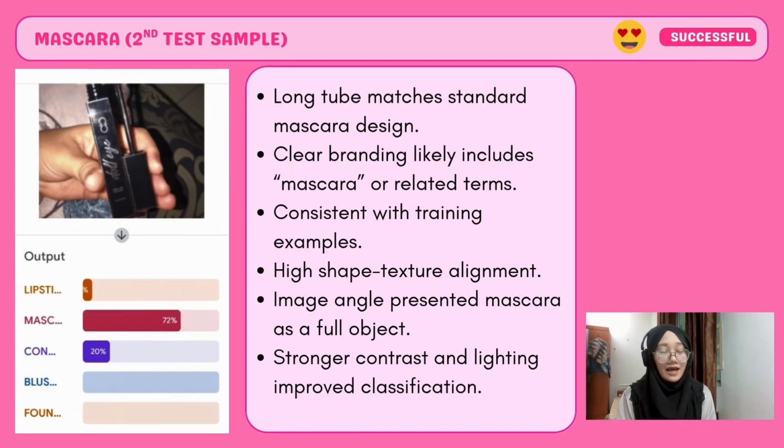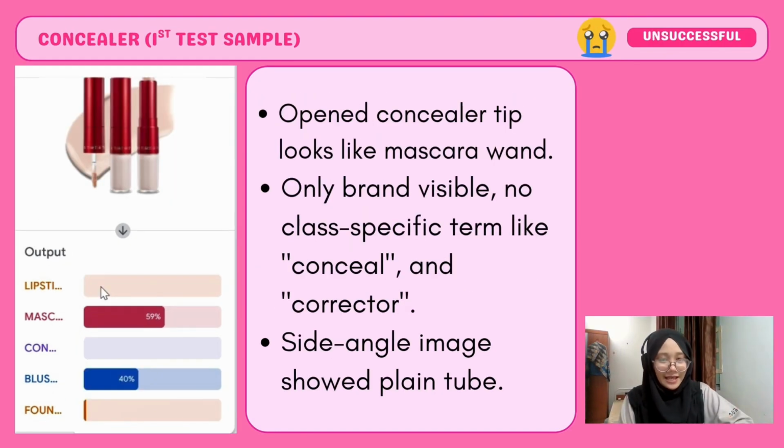The second mascara sample was classified correctly. The tube had a typical mascara design and likely included clear text like mascara, which helped the AI match it confidently. Next, the first concealer sample was mistaken for mascara, most likely because the open tip looked like a mascara one and there were no clear words like concealer or corrector.